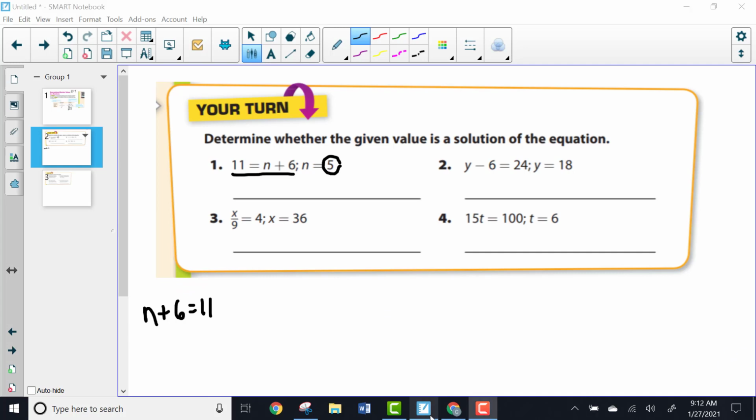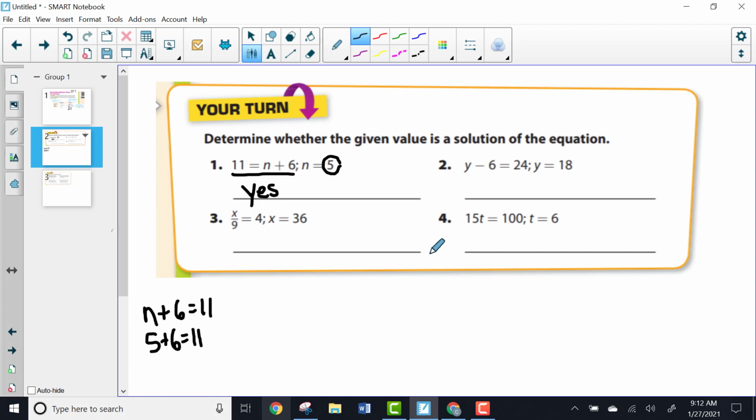And we could easily see that if we add 5 here, add it to 6, that does give us 11. So yes, number 1, 5 would be the solution for the equation. Now let's take a look at number 2.